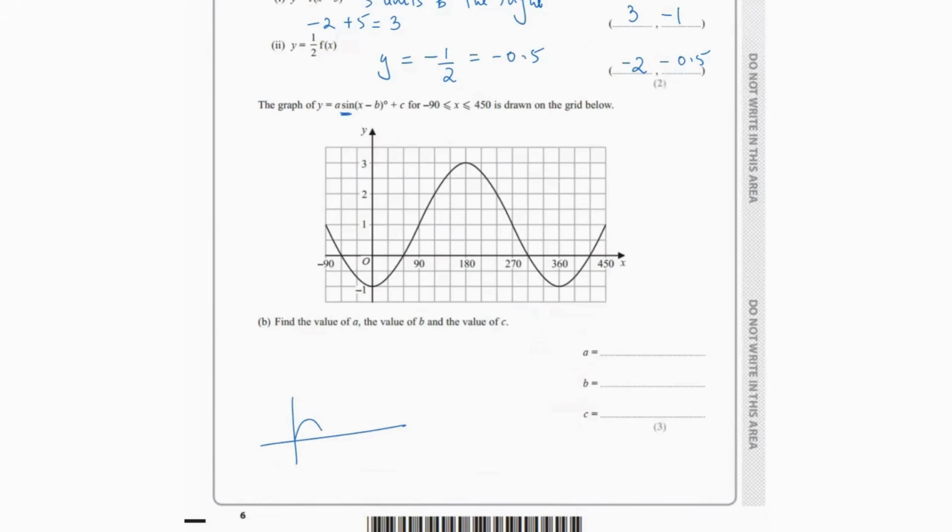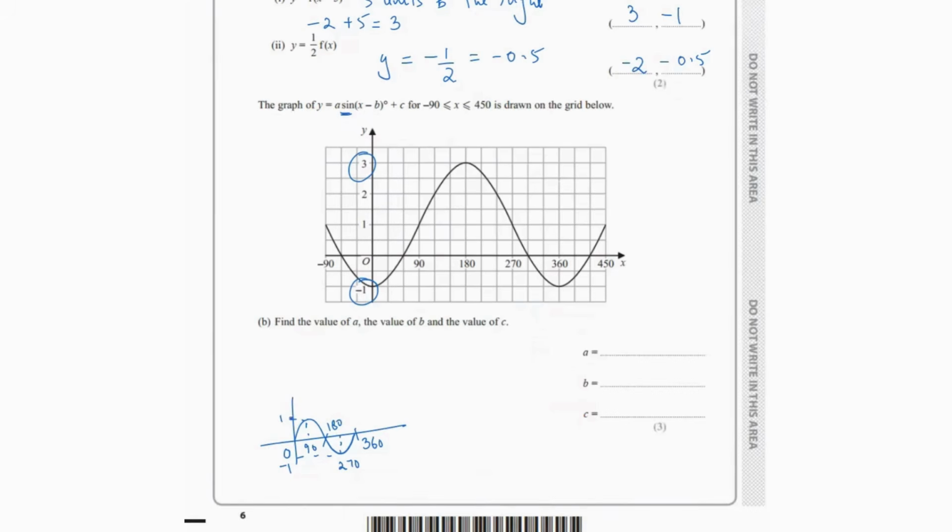The original sine graph is like this. 0 to 360. Maximum value is positive 1. Minimum value is negative 1. And the function equals 0 at 0, 180, and 360. Minimum value is at 270. Maximum is at 90. If we compare this with this graph, we can see that 3 is the maximum and negative 1 is the minimum.